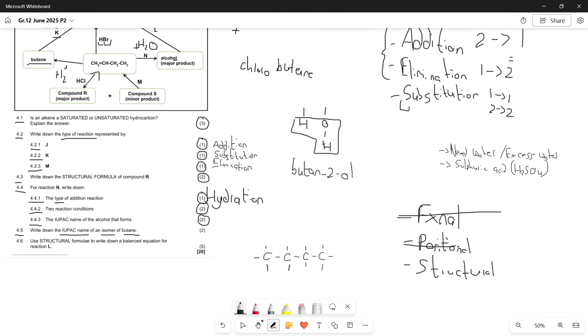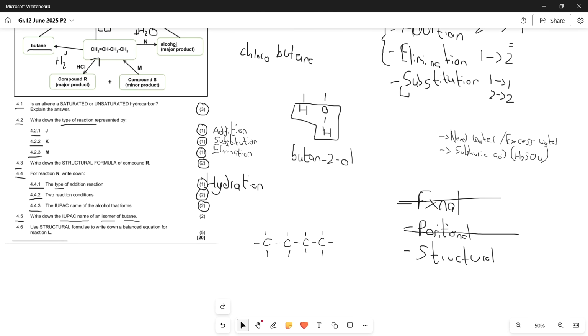Okay, positional is also ruled out because there's no double bond that we're moving. It's not like there's a double bond on 1 that we can then move to 2, for example. So positional is out because there are single bonds throughout, so there's no variation that we can do with the attachment for the functional group. Which means our last arrangement is structural.